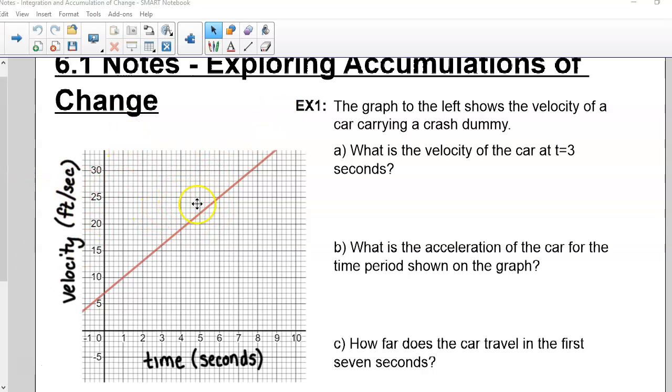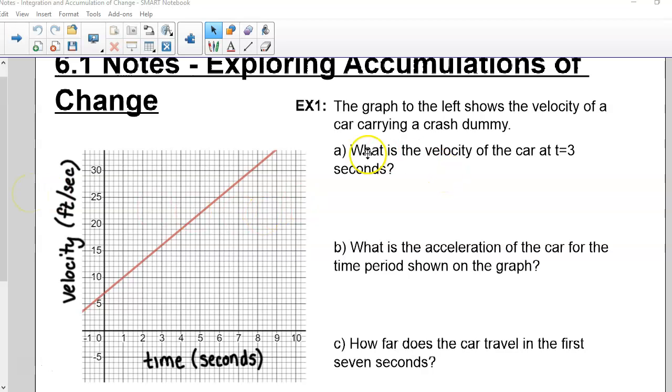The reason I said crash dummy car is, if you ever watched them do that on TV, usually it's just the frame of the car, and they put it on a machine that takes it down a straight path so they can control it really easily. Of course, nobody's driving a crash dummy car, so that would explain why it's a perfectly straight line right here. But this graph gives us the velocity.